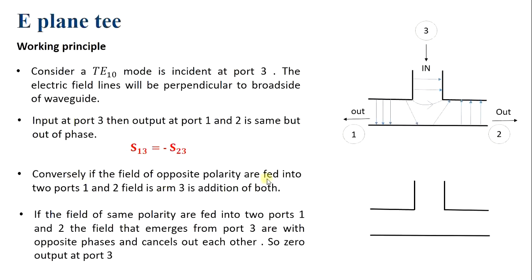Conversely, if fields of opposite polarities are fed into port 1 and port 2, the field that arises out of port 3 will be the addition of both the fields. And if fields of the same polarities are fed into port 1 and port 2, the fields that emerge out of port 3 are opposite in phase and they cancel each other. So we will have zero output at port 3.